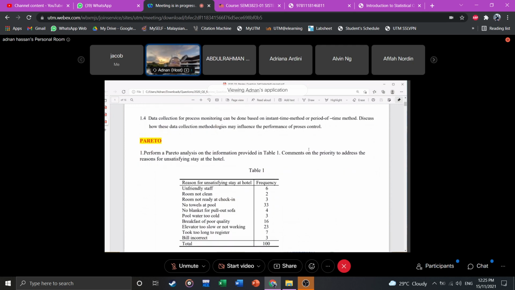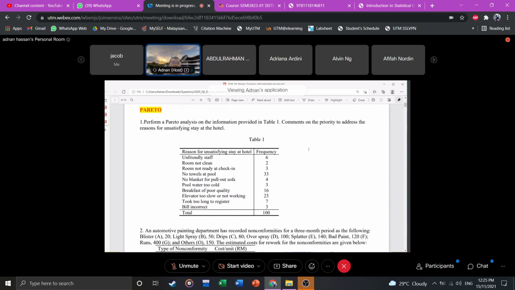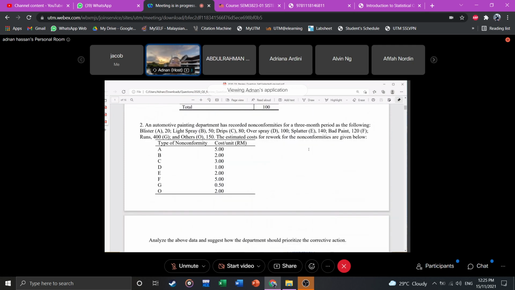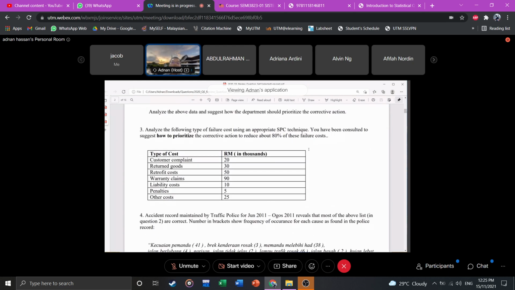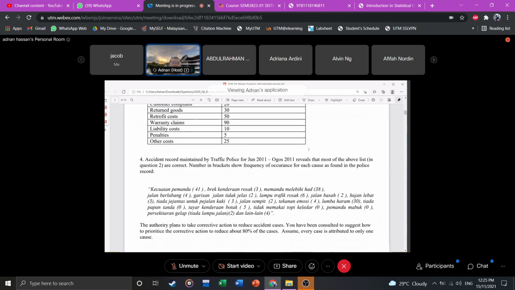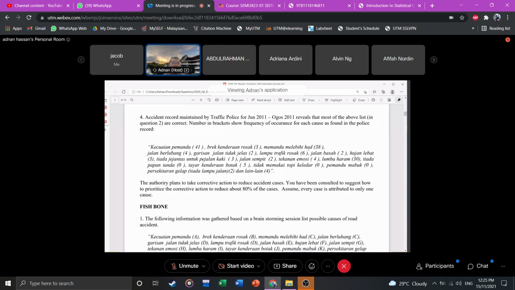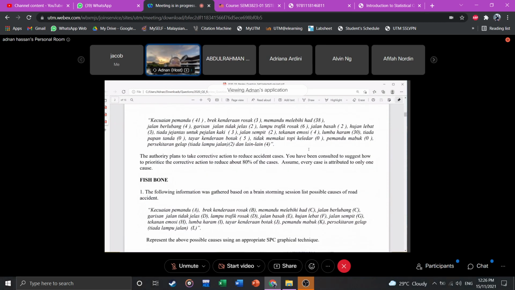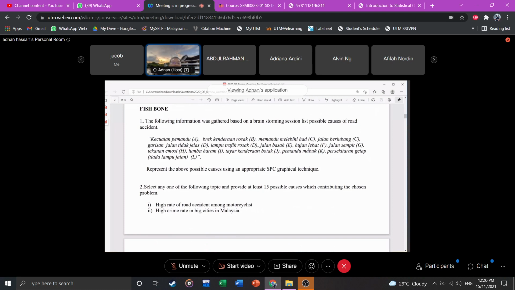We also have done this Pareto. This question is Pareto, so try to do this exercise also. Number 2 is also Pareto. Number 3, I think also Pareto. Number 4 is related to cause and effect. Sorry, I think it's Pareto also. This one is fishbone.